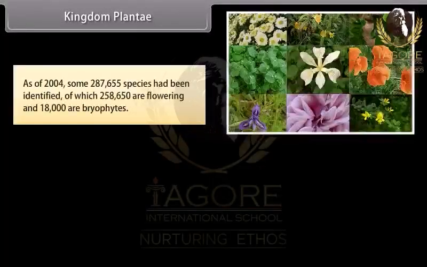As of 2004, some 287,655 species had been identified, of which 258,650 are flowering and 18,000 are bryophytes.